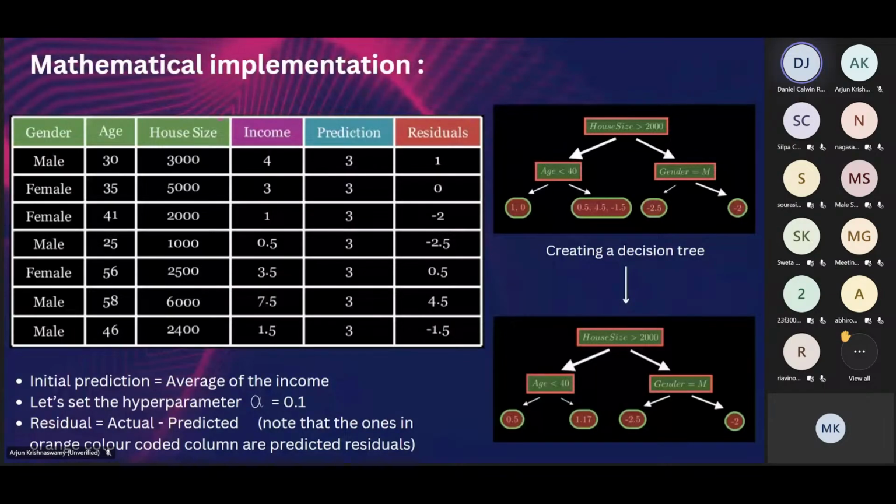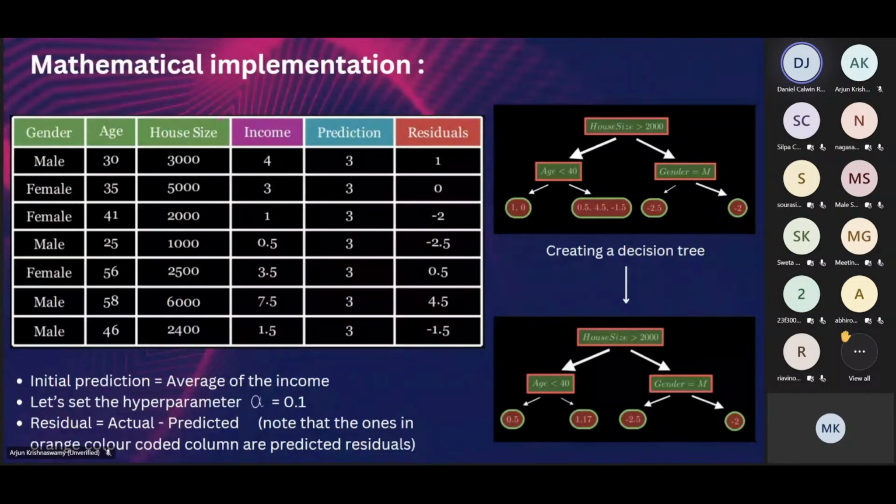Now we have a data set over here, which consists of three features and one target column, which is income. From this, our first initial prediction is going to be the average of those individual income values. When we calculate the average of those incomes, we'll get the prediction as 3. From this we have to calculate the error.